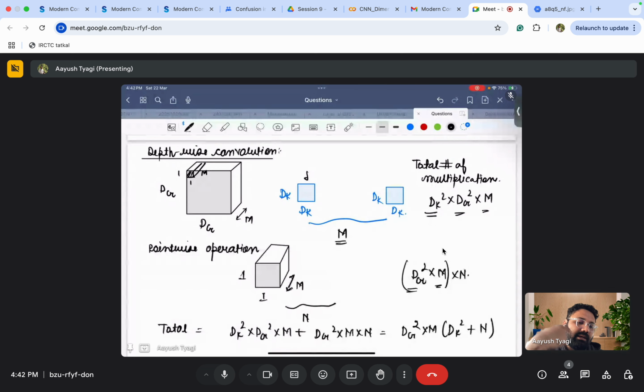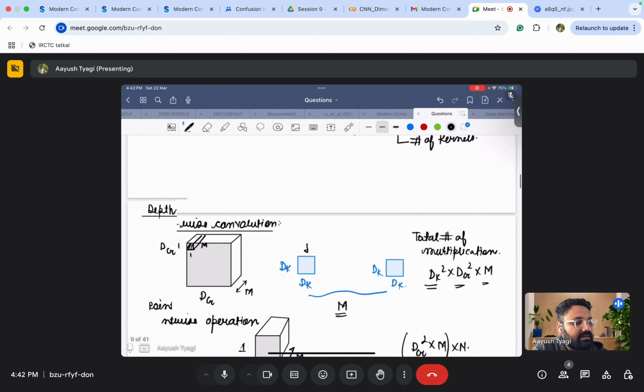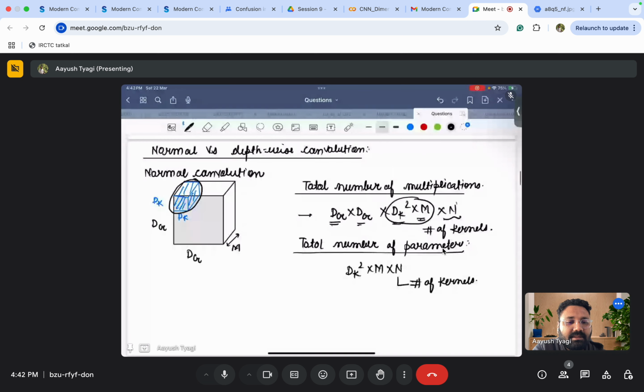But we will do n such filters. We will learn n such filters, like we learned n such filters in the normal convolution as well. We learned n kernels there, and here too we have learned n kernels. So now it has to be equivalent to n kernels.